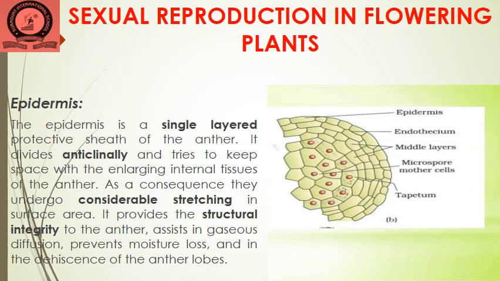The outermost layer is the epidermis. It is generally single layered and protective in nature. It divides anticlinally and tries to keep pace with the enlarging internal tissues of the anther. It helps in considerable stretching of the surface area. It provides structural integrity to the anther, assists in gaseous diffusion, prevents moisture loss, and also helps in dehiscence of the anther lobes.